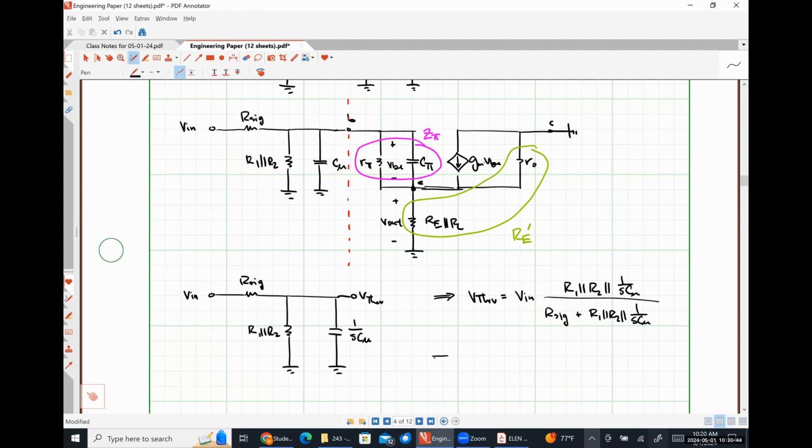And looking at this network as a dead network, you could find a Thevenin equivalent impedance. What do you guys tell me that's going to be? Everything's in parallel. Yes. So just R sig in parallel with R1 in parallel with R2 in parallel with 1 over S C mu. Absolutely.